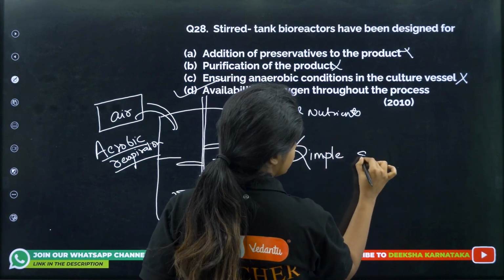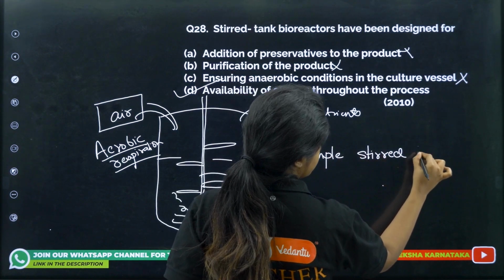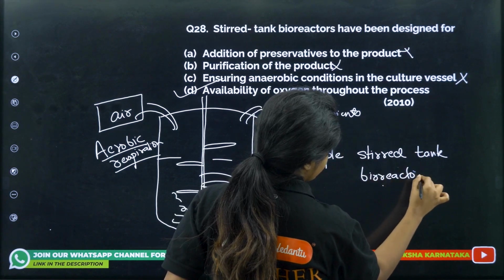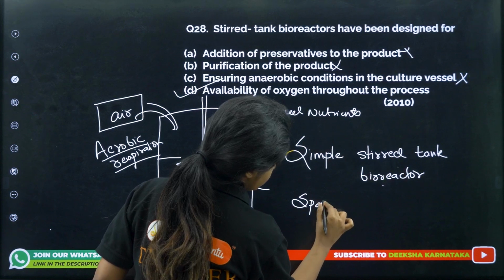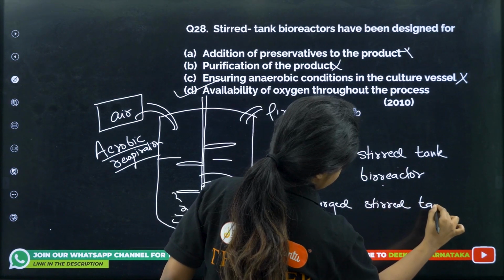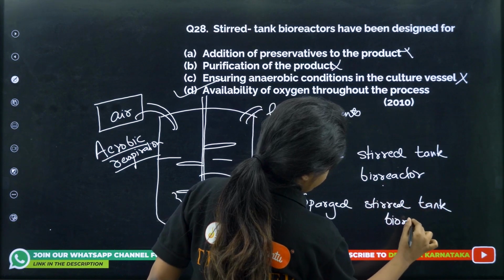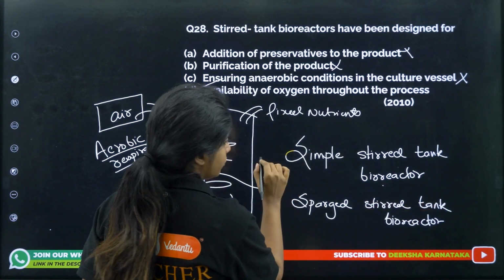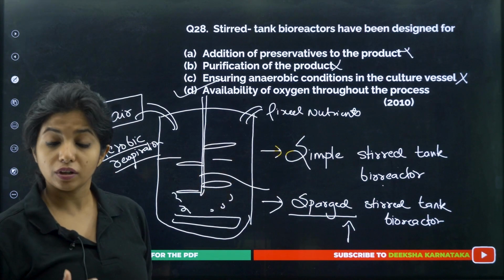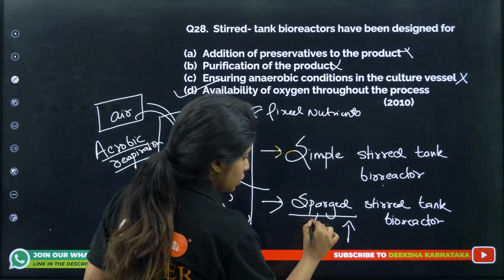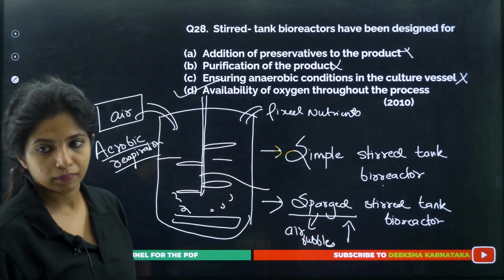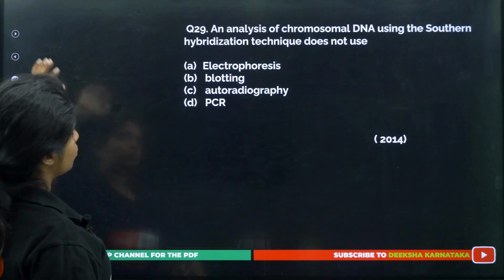We have simple stirred tank bioreactor, and we have sparged stirred tank bioreactor. We have two things. I say sparged is better because it gives out the air in the form of air bubbles, so it makes really nice mixing. Cool, works. Now the next question, 29th.